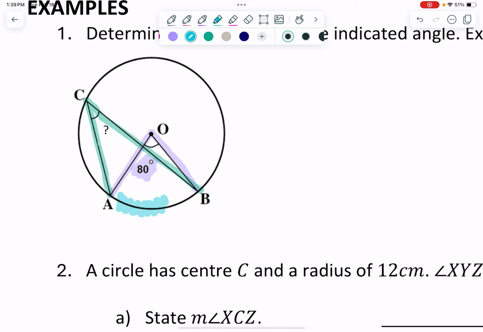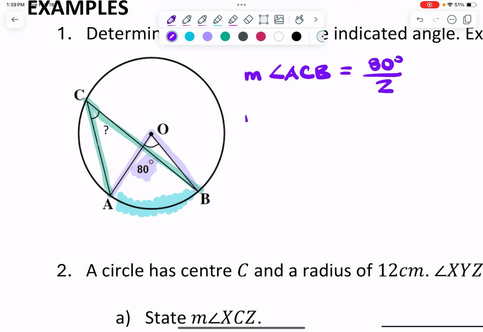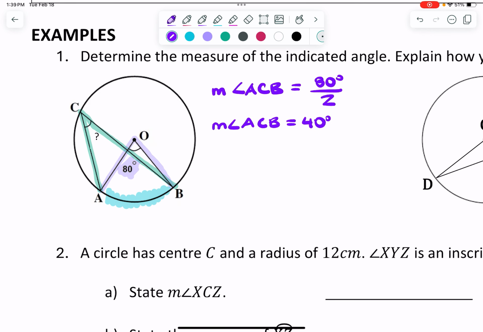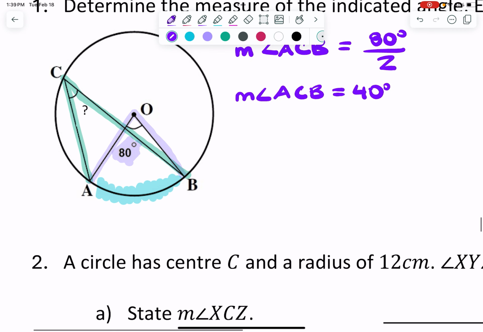I know that they intercept the same arc, so I can use that angle property we just talked about, which leads me to know that the measure of angle ACB, the inscribed angle, will be half as big as the measure of the central angle. So I have 80 degrees divided by 2, which gives me 40 degrees. Now that's the measure that I've determined. Now I have to explain how I know.